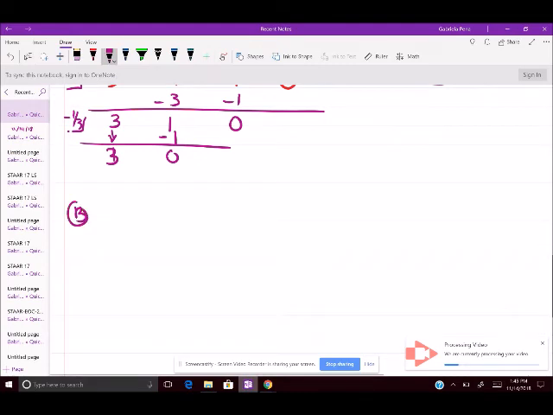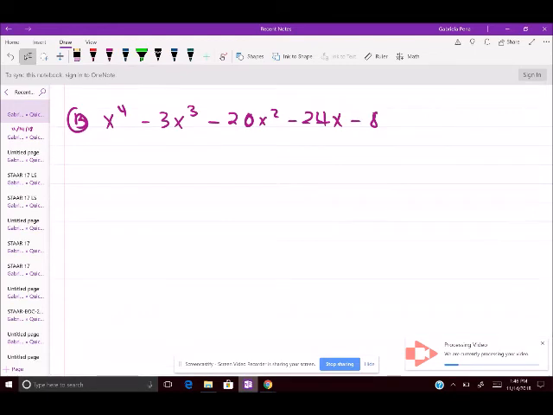So let's try one more. This is going to be B. We're doing x to the 4th minus 3x cubed minus 20x squared minus 24x minus 8. So once again, when you do your worksheet problems, you don't have to do the first 2 steps here. Just base it on your answers. But on your test, you're going to have to know how to do this.